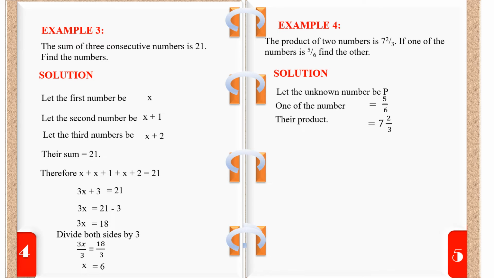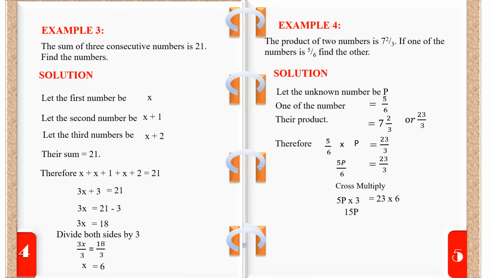So they have their product to be equal to 7 whole number 2 over 3, or 23 over 3. Therefore, the product, which is 5 over 6 times P, equals 23 over 3. So 5P over 6 equals 23 over 3. So cross multiply. When you cross multiply, you multiply 5P times 3 and then 6 times 23.